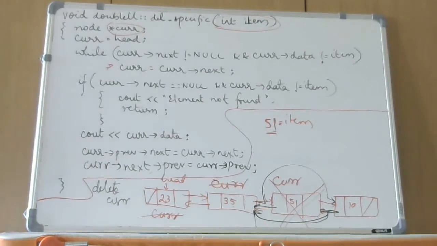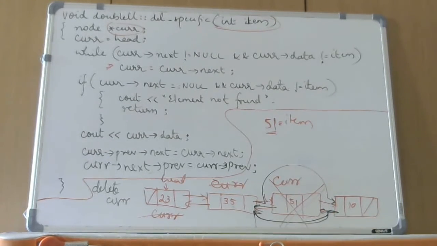So this finishes your session on double linked list. In double linked list, we have seen insertion at the beginning, insertion at the end, insertion at a specific point, display, deletion at the beginning, deletion at the end, and deletion after a specific node. So this much we have seen with respect to double linked list.